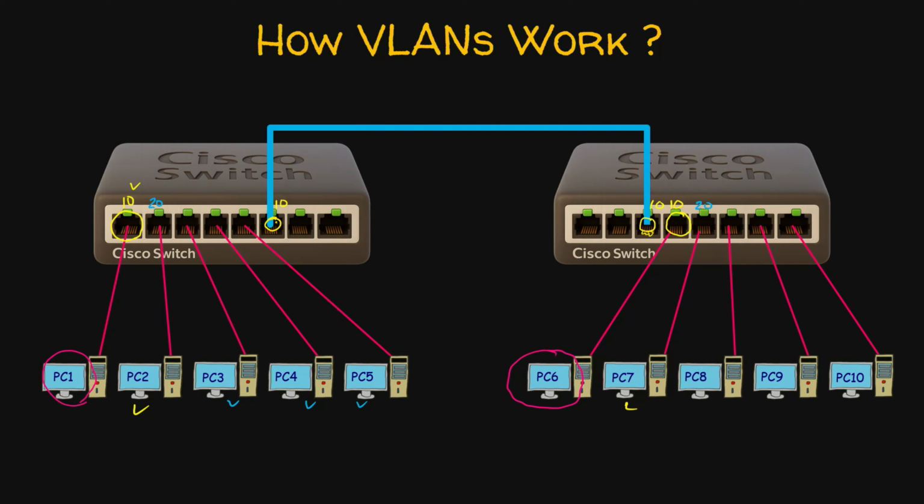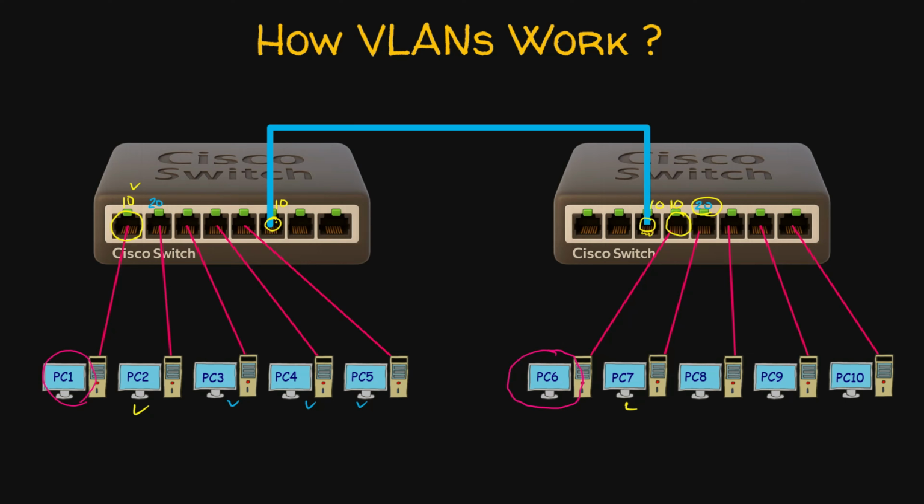Okay, now what do you need to do if PC2 wants to communicate with PC7? As you can see, PC2 is in VLAN 20. PC7 is also in VLAN 20. So what do you need to do if they want to communicate together? Can they communicate through the same interface which is currently interconnecting switch 1 and switch 2? No, because this interface is part of VLAN 10, but PC2 and PC7 are part of VLAN 20. So they cannot communicate together.